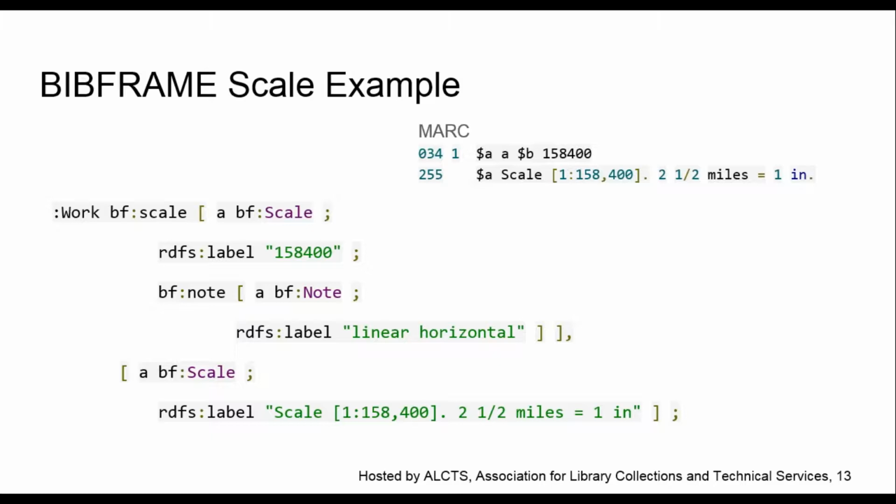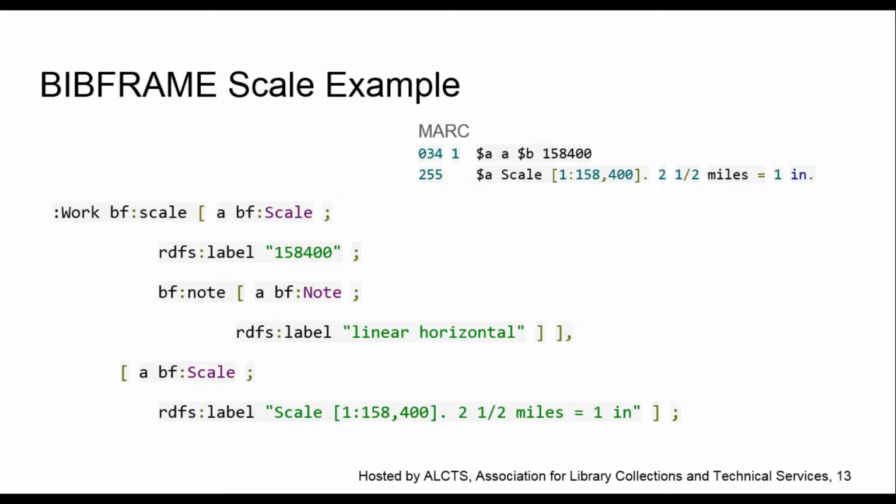The second scale object, which starts with the opening bracket on the second to last line here, takes the human readable 255 data and puts it in a label literal. So it's text there. In the Marc and BIBFRAME models, these two scale assertions are not directly related, even though we as humans know that they're different ways of expressing the same data from this map.